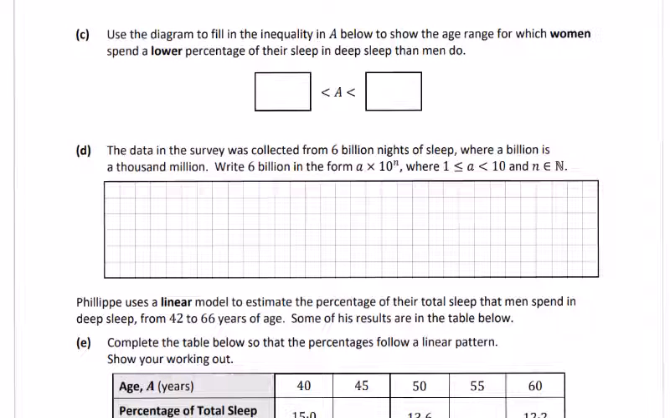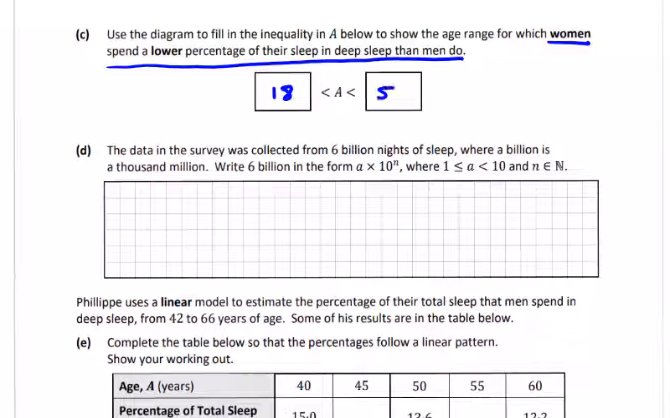Part C, we're asked to use a diagram to fill in the inequality in A below to show the range for which women spend a lower percentage of their deep sleep than men do. We saw this was between the age of 18 and the age of 50.